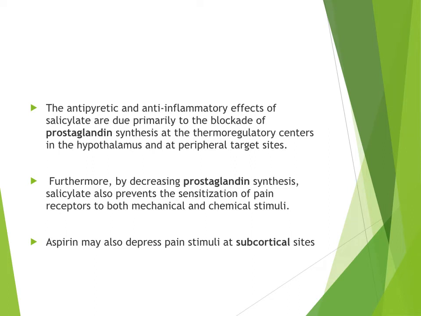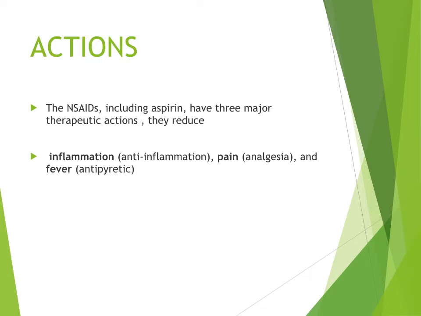Again, the effects of aspirin are actually very similar to the effects of all the group. So it works primarily by the blockage of prostaglandin synthesis at the thermoregulatory center in the hypothalamus and also at the peripheral target sites. It can also suppress the pain at subcortical sites in the brain. So the main action of aspirin: it is an anti-inflammatory drug, it's an analgesic drug, and it causes antipyretic or reduction of fever.